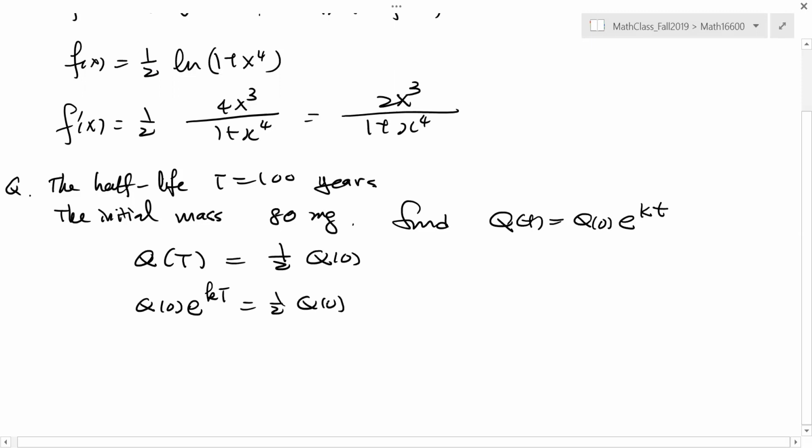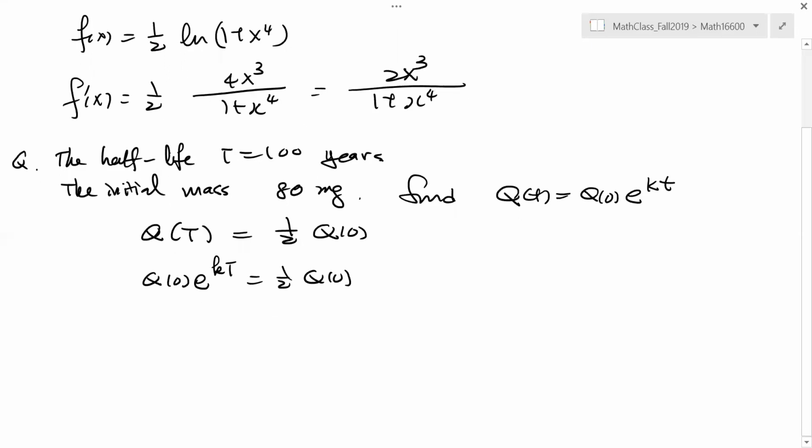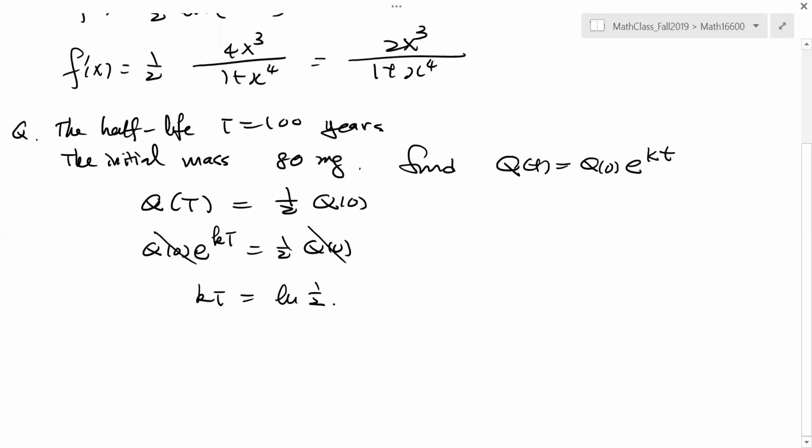I never remember this formula, but you can derive it. Then the initial quantity is gone. Then kT is going to be, you put the natural log on both sides, and that is the answer. So you find the k. T is 100, so it's 1 over 100, natural log of 1/2. Remember, k is negative because the natural log of 1/2 is negative.